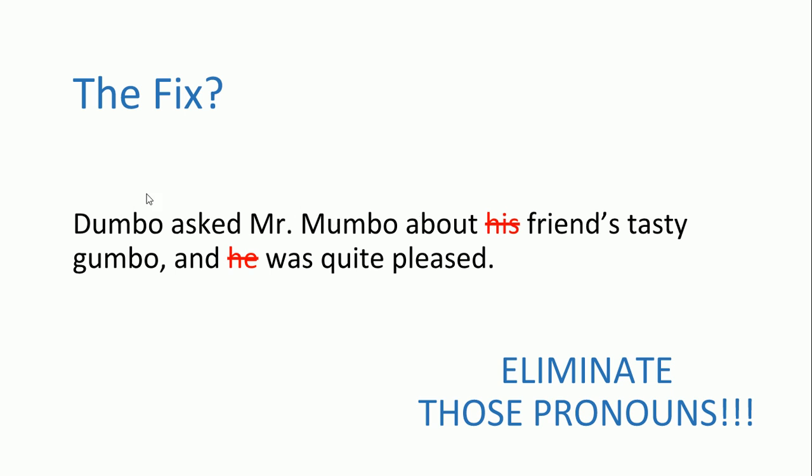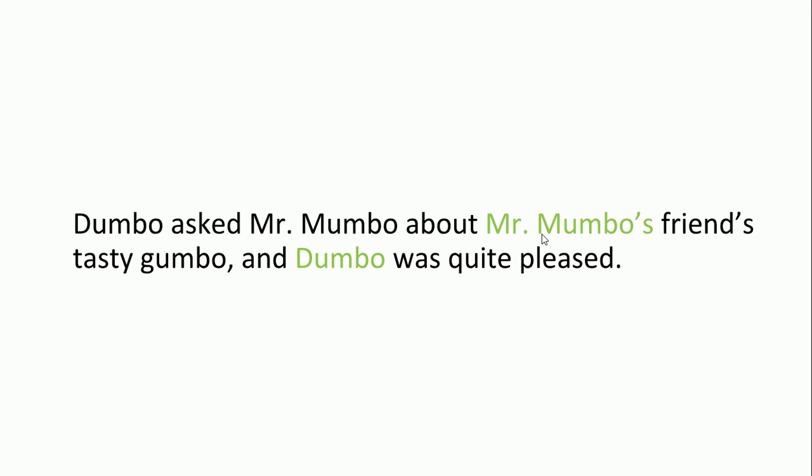There's no way to know if you're talking about Dumbo or Mr. Mumbo. If you'd only said one name, you can use his, and it's very clear, but here, not clear. So a better way to write this is Dumbo asked Mr. Mumbo about Mr. Mumbo's friend's tasty gumbo, and Dumbo was quite pleased. This is a very clear sentence. Now we know exactly what's going on, and it's about 5 times harder to say 5 times fast. I sort of want to try. Dumbo asked Mr. Mumbo... No, I'm not going to try.